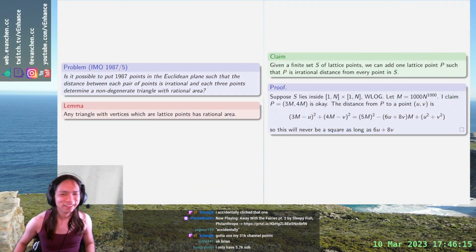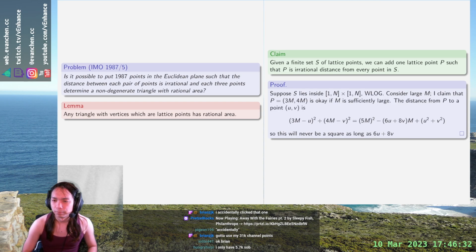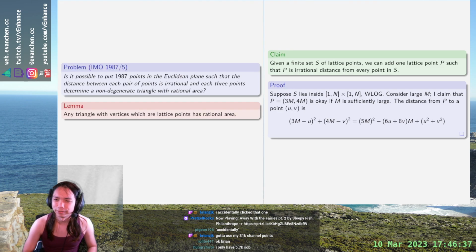Welcome back. Alright, okay, so here, I think we'll do it. Let M be big, so consider large M. I claim that (3M, 4M) is okay if M is sufficiently large. Actually, I don't like the letter M. Can I use the capital A or something? Okay, we're gonna use lowercase n for this and capital C for this.